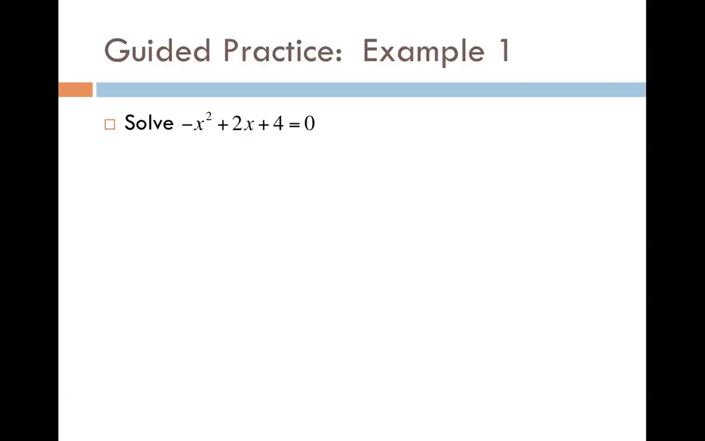All right, let's give you a chance to practice this now. Take a minute to solve negative x squared plus 2x plus 4 equals 0 using the quadratic formula, and come back when you're ready to check your answer.